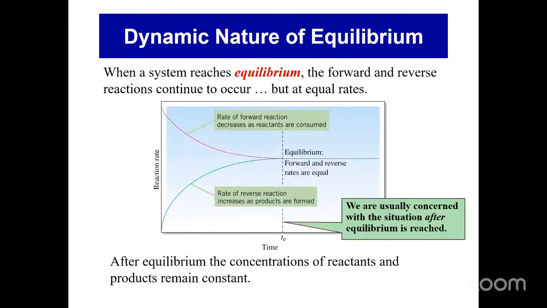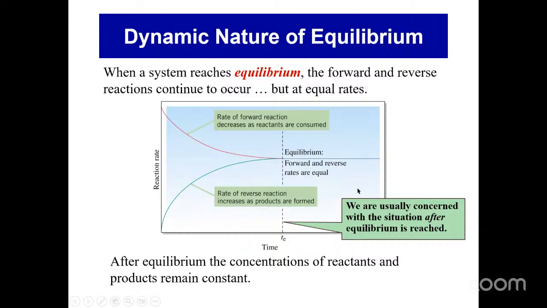So if we're plotting, and this could be for any reaction, the reaction rate versus time, let's say you start off with a certain amount of reactants, and as the reaction progresses, the rate falls and falls until it flattens out here. And at the same time, you have no products to begin with, and the rate of the formation of the products will increase and increase until it matches the rate of the forward reaction.